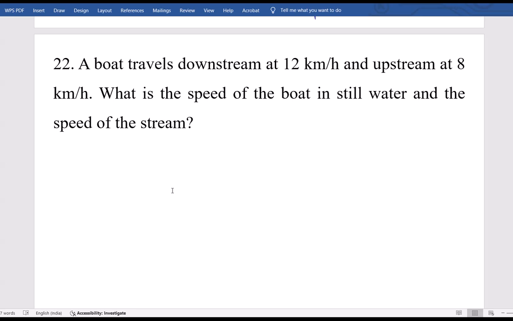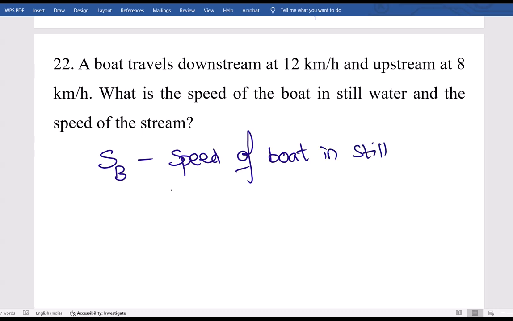A boat travels downstream at 12 km per hour, upstream at 8 km per hour. First of all, you should understand the terms. SB is generally called speed of boat in still water. That is what they are asking. Speed of boat in still water is generally called SB notation.